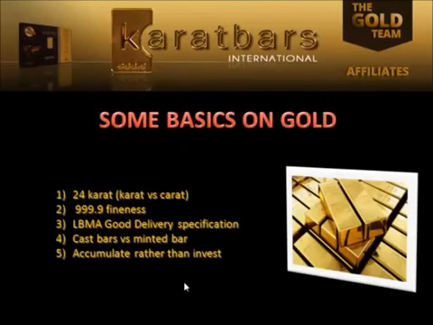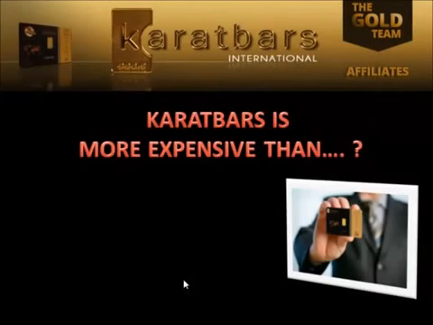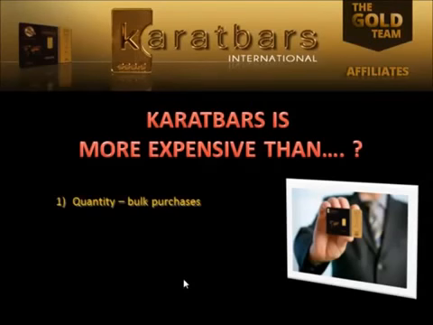Okay, accumulating rather than invest. That's the basics of gold. So the next one is let's compare Karatbars and see, if it is more expensive, why is that so? The first thing is buying in quantity, which I've already touched upon. If you're going to buy gold by the kilogram, you're going to buy it at a much better price than you would to buy it at the gram or an ounce. You'll buy an ounce much cheaper, equivalent, than buying at 1, 5, 2.5 grams. So the greater the quantity you buy, the less the unit price becomes.